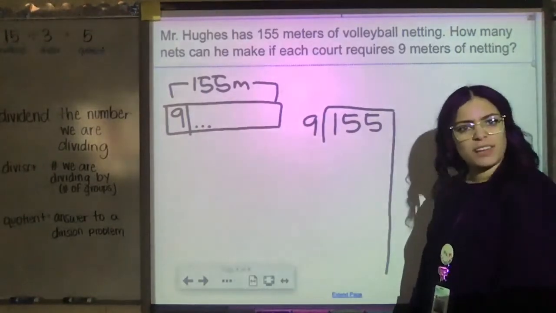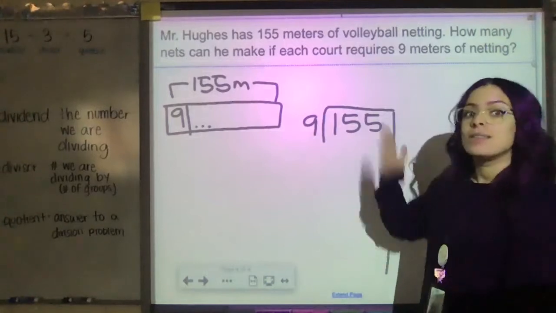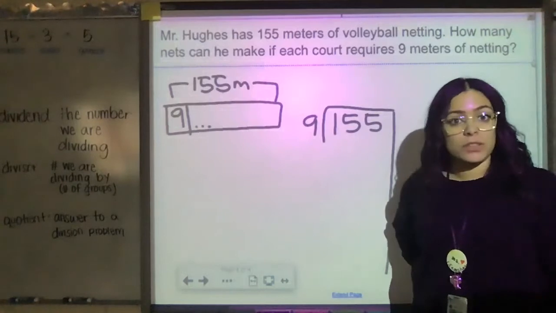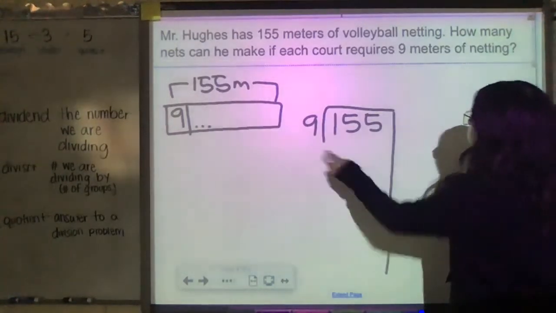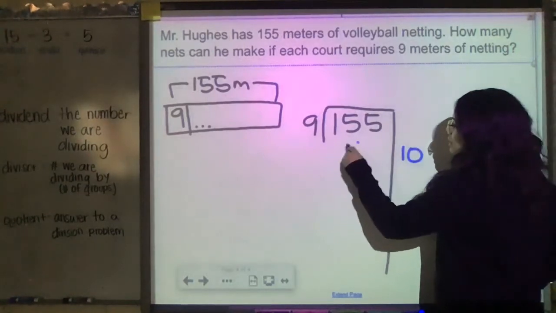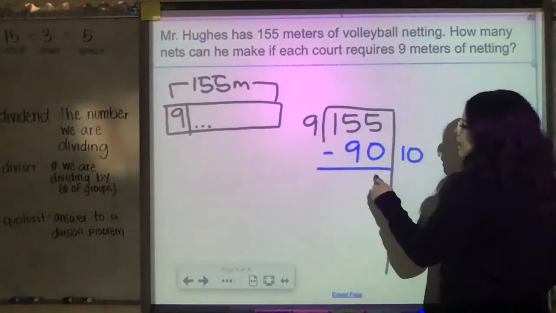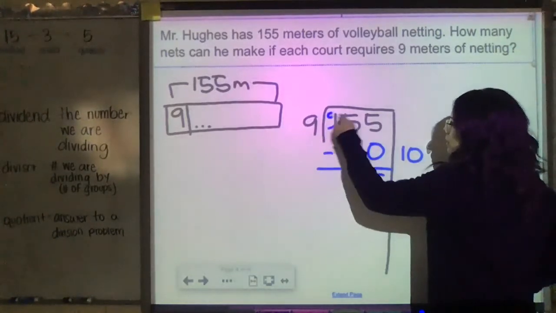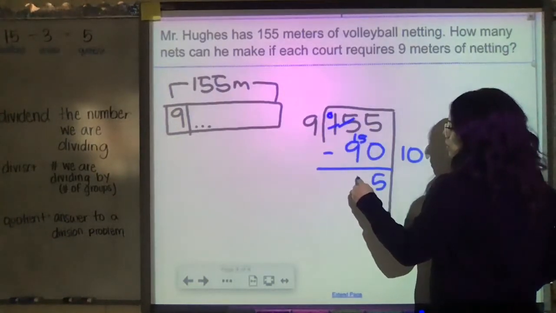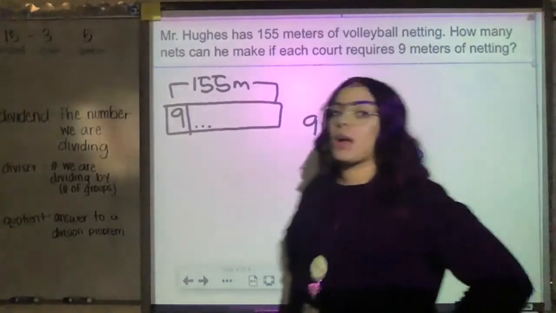Did you think of a different fact? Are you going to go somewhere else with this? Keep going with that. Don't just do 10 because I did. See if you can use other facts that are maybe easier for you, or maybe you think you can get closer to 155. Try it out. 9 times 10 is 90 meters that I can account for in group. That leaves me with 65 meters of netting.